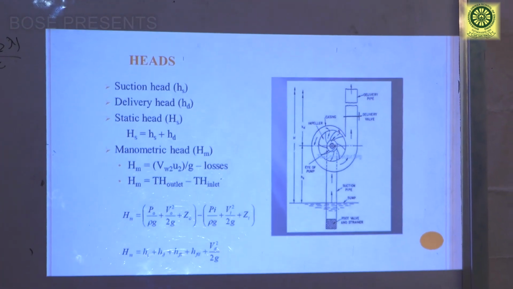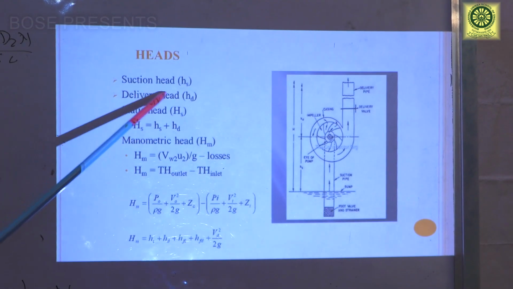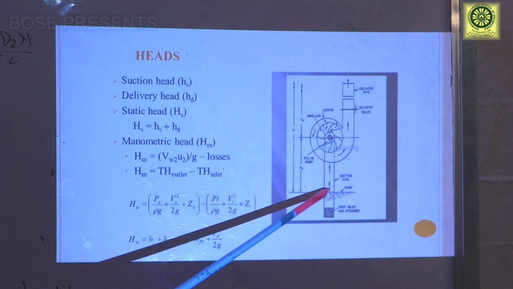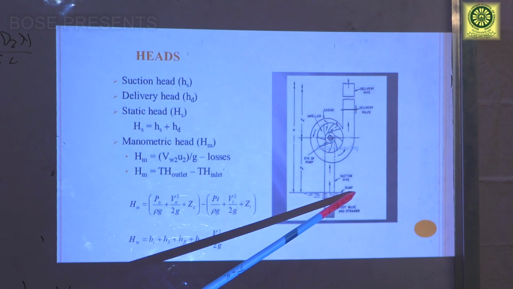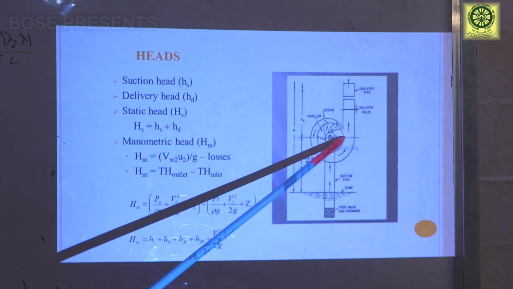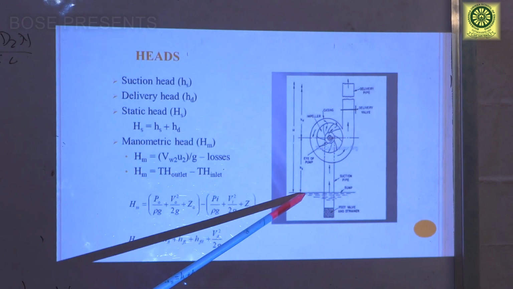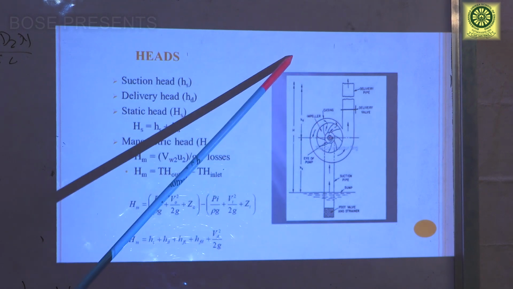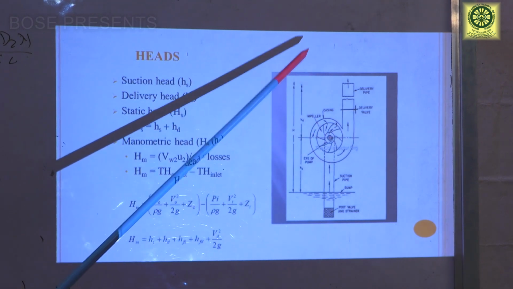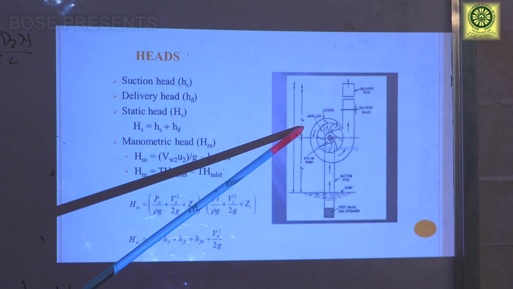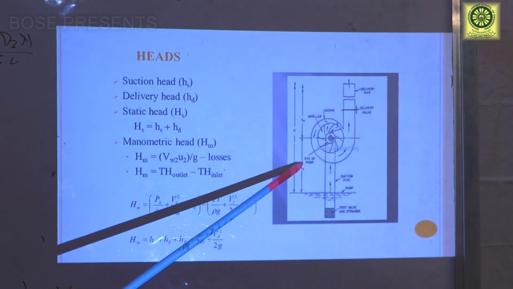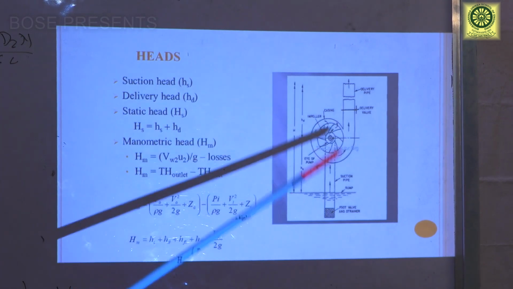Next, coming to the heads. First is suction head, which is denoted as HS. Here, from the water level, the sump level, till the center line of the pump, we call this distance the suction head. Now for delivery head, from the center line to the point where water needs to be delivered, that distance we call the delivery head. Now static head: the total distance, suction head plus delivery head, we call the static head.